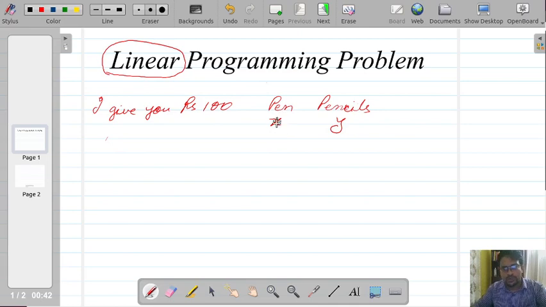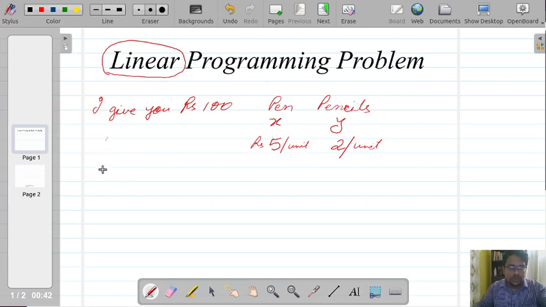Suppose, let us bring some more suppositions here. Suppose one pen costs rupees 5 and the pencil costs rupees 2. So this is rupees 5 per unit, and this is rupees 2 per unit. So the prices of the pen and pencils are fixed.